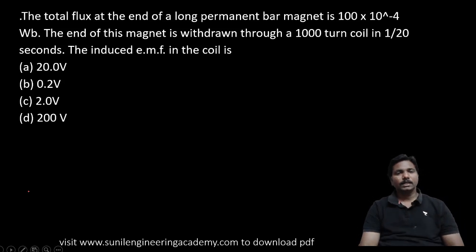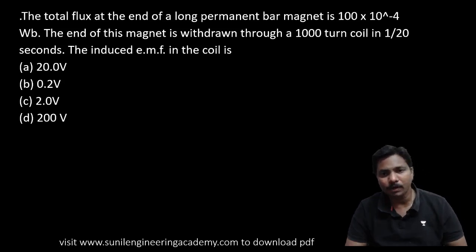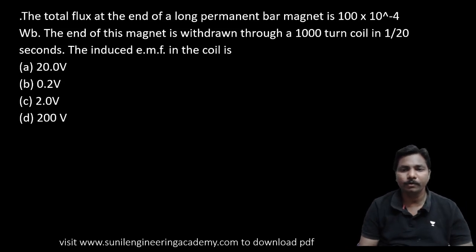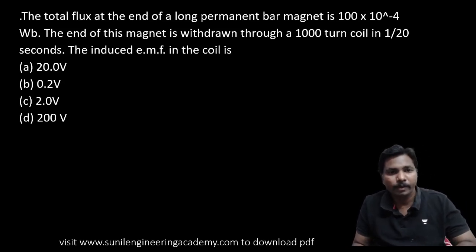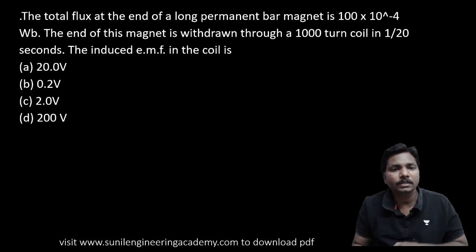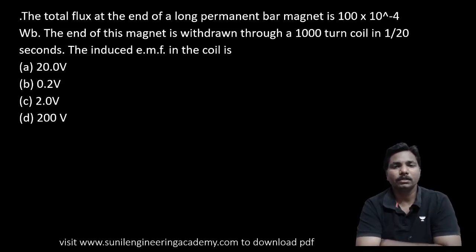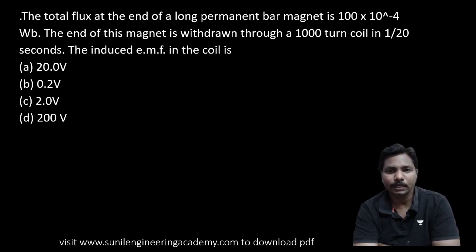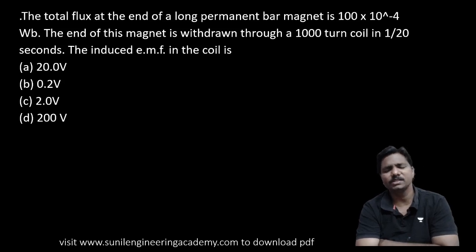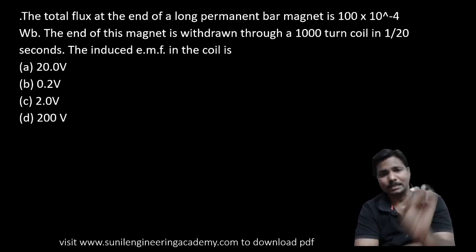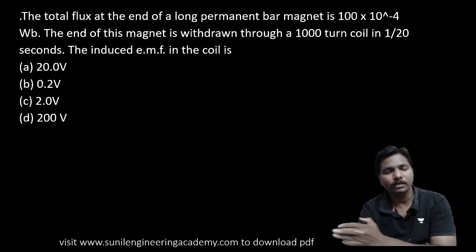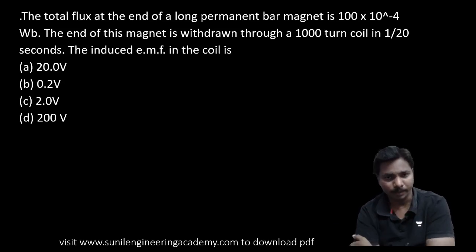The total flux at the end of a long permanent bar magnet is 100 into 10 power minus 4 Weber. The magnet is withdrawn through a 1000-turn coil in 1 by 20 seconds. The induced EMF in the coil is dash. Very easy question, guys. First of all, pause this video, try yourself. After that, check with my answer.